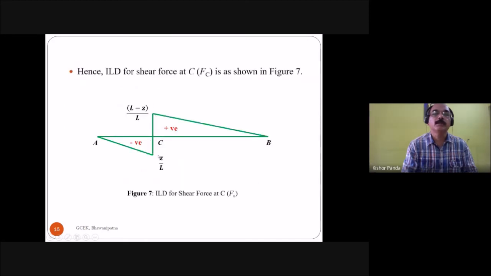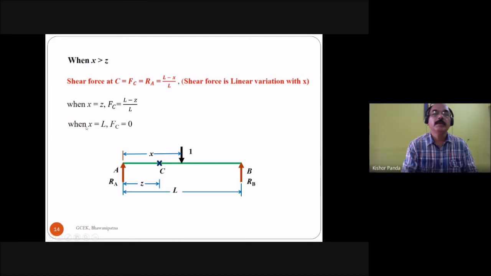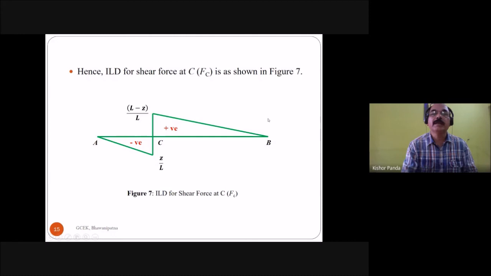Here the shear force changes from minus Z by L to plus L minus Z by L. Then, when X is equal to L, the shear force is equal to 0. So this is the influence line diagram for shear force at C.